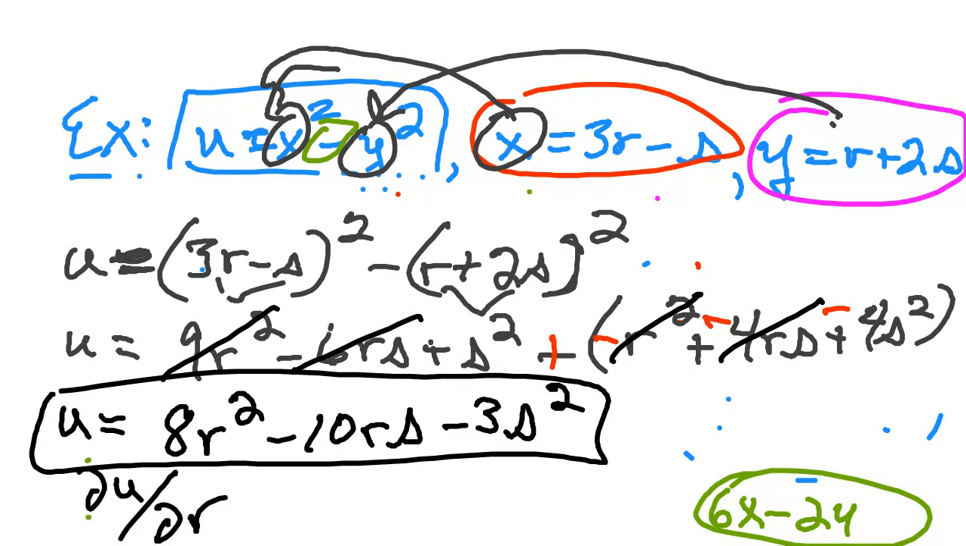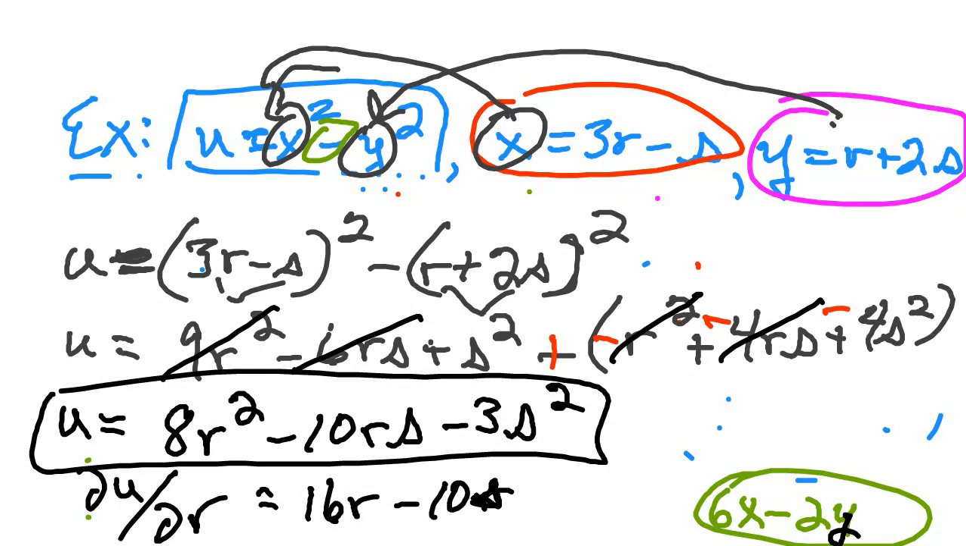And then, of course, if I take the partial of u with respect to r, let's just make sure that I get the same answer. It should be 6x minus 2y. Well, let's find out. If I take the partial of u with respect to r, I'm going to get 16r minus 10s, and then the derivative of that constant would be 0. So it's 16r minus 10s. Now, that doesn't look the same at all, does it?